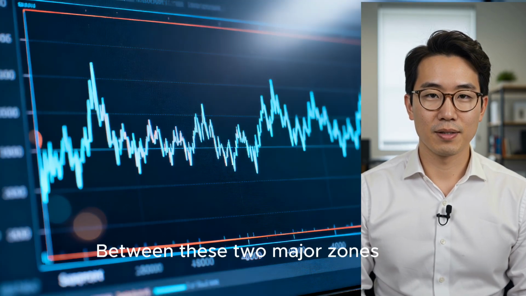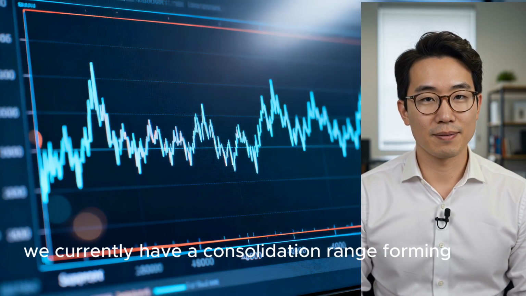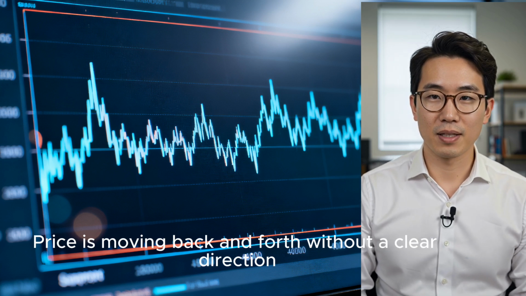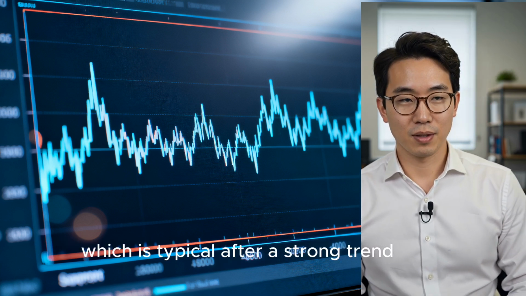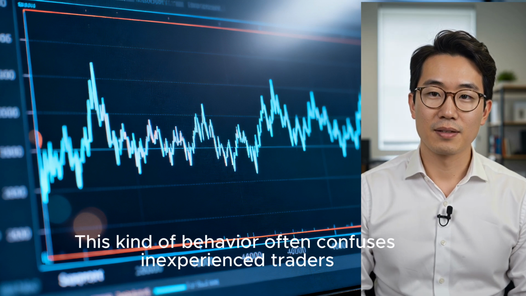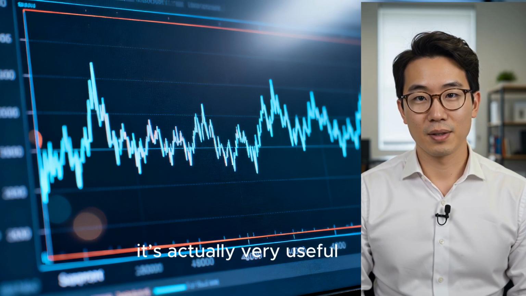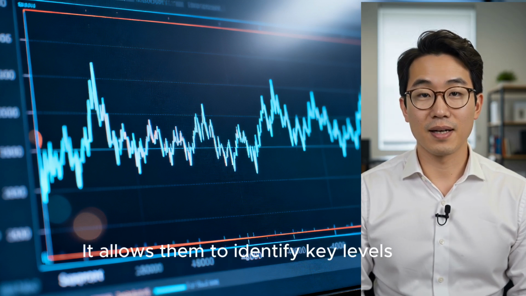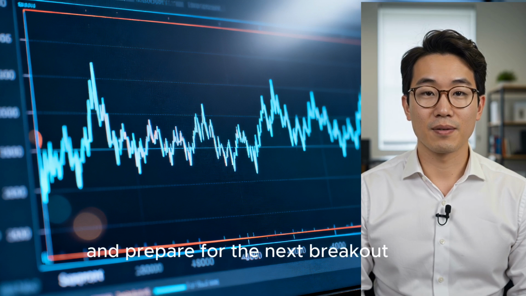Between these two major zones, we currently have a consolidation range forming. Price is moving back and forth without a clear direction, which is typical after a strong trend. This kind of behavior often confuses inexperienced traders, but for professionals, it's actually very useful. It allows them to identify key levels, build positions, and prepare for the next breakout.